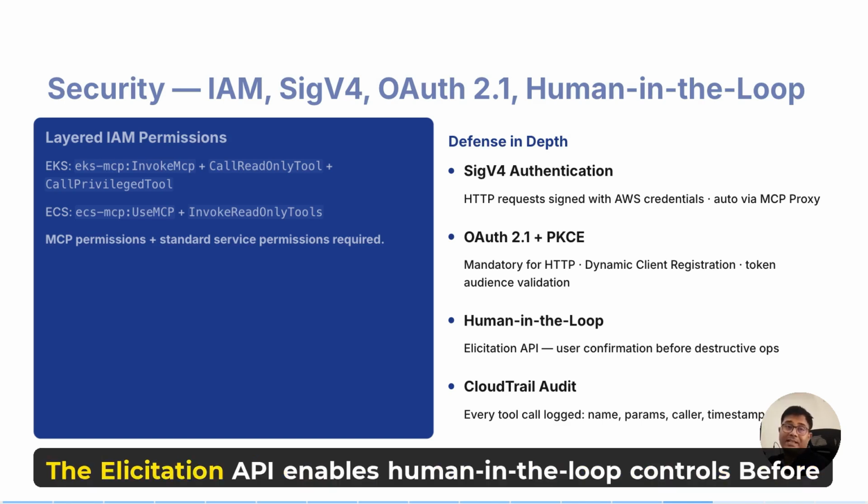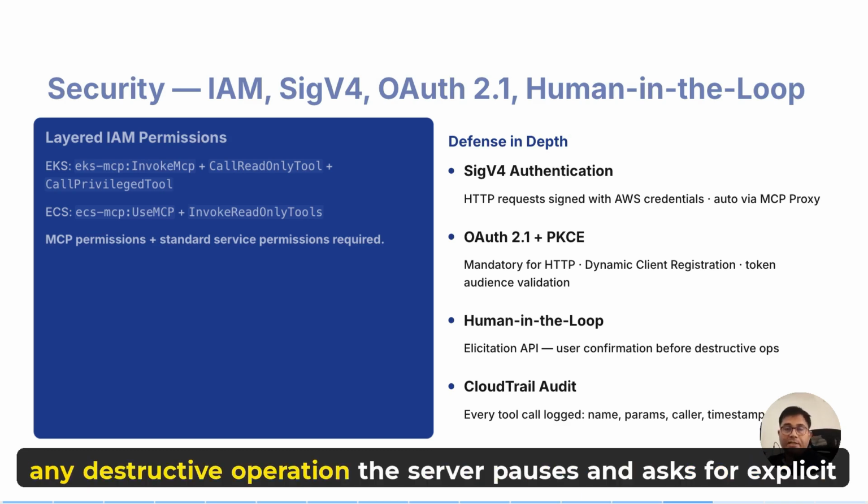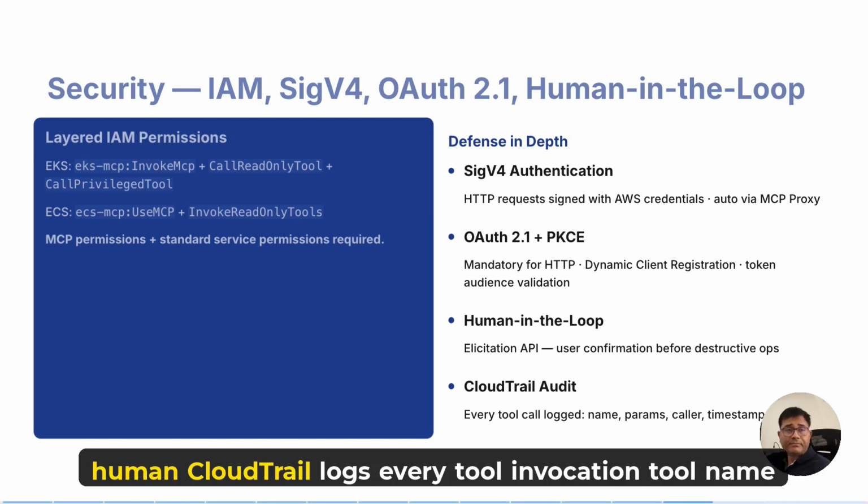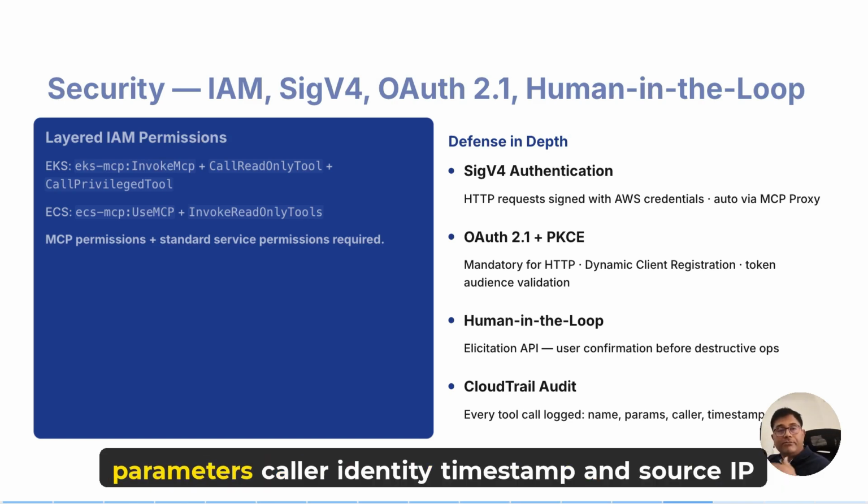The elicitation API enables human-in-the-loop controls. Before any destructive operation, the server pauses and asks for explicit confirmation. The AI cannot bypass this. It goes directly to the human. CloudTrail logs every tool invocation: tool name, parameters, caller identity, timestamp, and source IP.